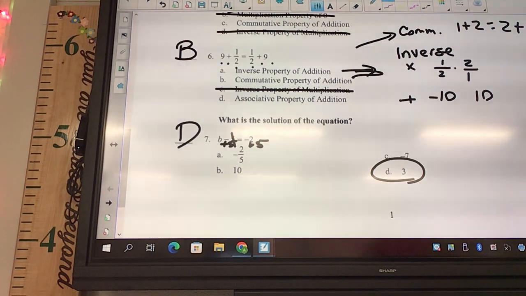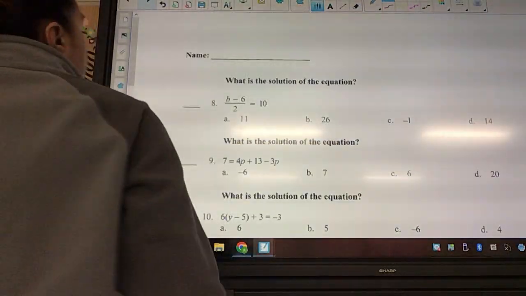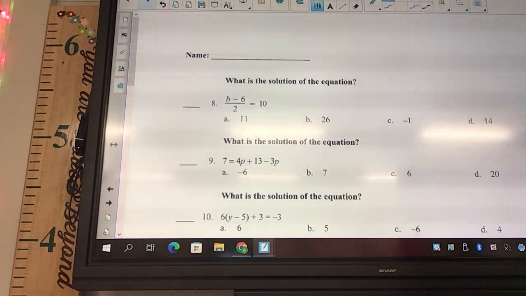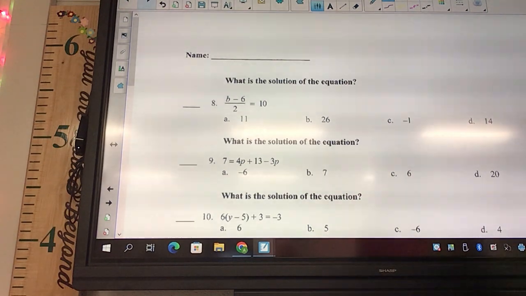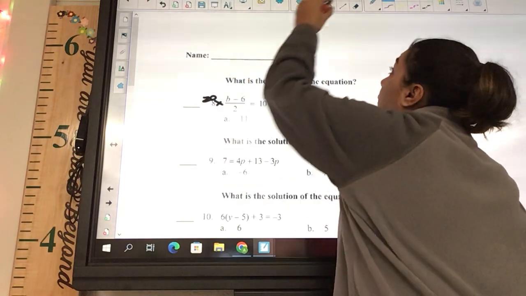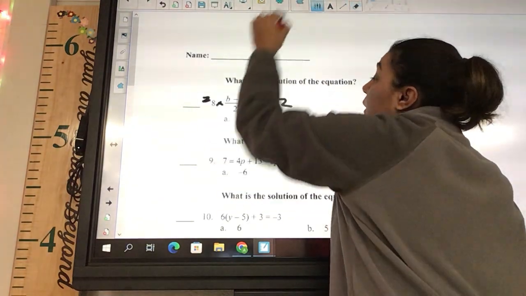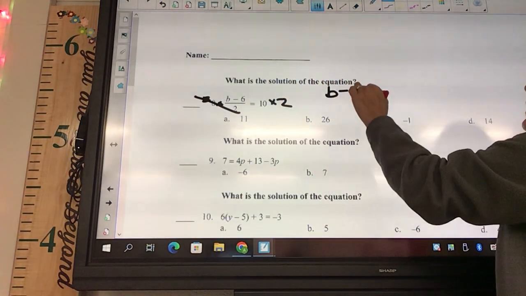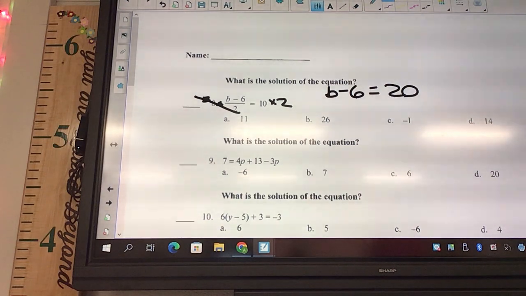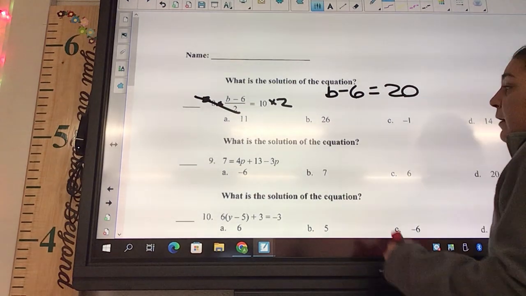Okay, number 8. What is the solution to the equation? Okay, same thing. We're solving for B. What needs done first? Times 2? Times 2. Oh, I don't know why I wrote 20. Okay, so I'm going to get B minus 6 equals 20. Okay, and then what? Add 6. So what is B going to be? 26.